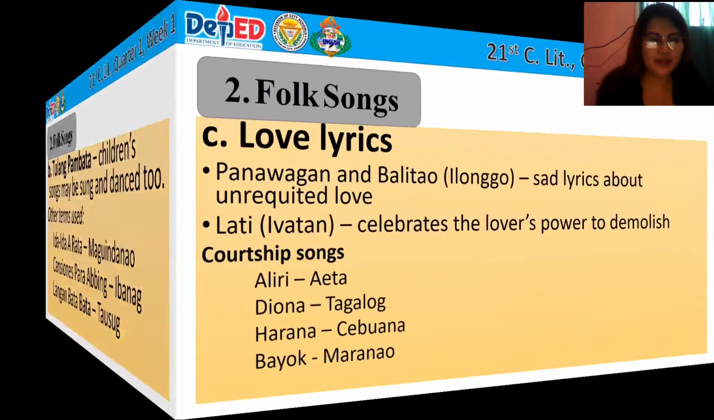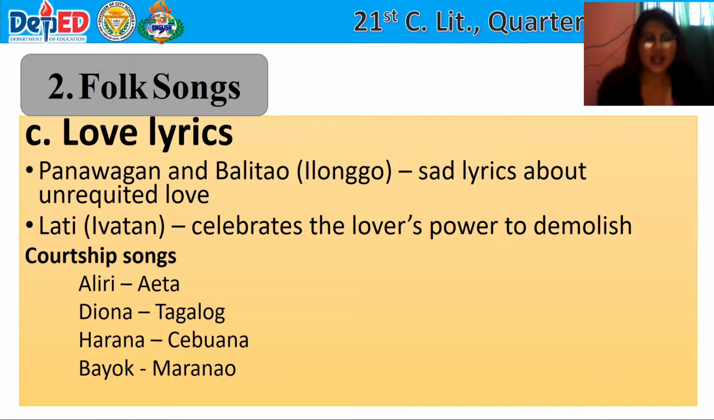Next is love lyrics. So, in Ilonggo, it is also termed as Panawagan and Balitaw. These are actually sad lyrics about unrequited love. In Ivatan, it's Lapi, and it celebrates the lover's power to demolish. So, these are usually courtship songs, actually.